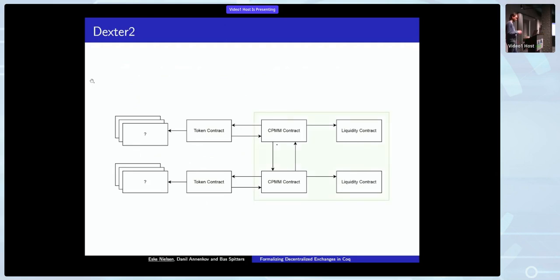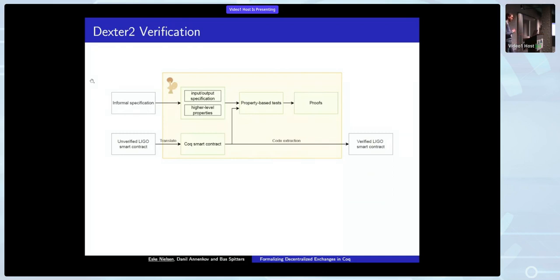So in this work, we mainly focus on the main contract and the liquidity contract, because there isn't one specific token contract. The exchange is designed to work with any token contract, and there are hundreds of token contracts, so there's little to no gain in verifying it with a single token contract. So instead, we find some properties that the token contract has to have for it to be secure.